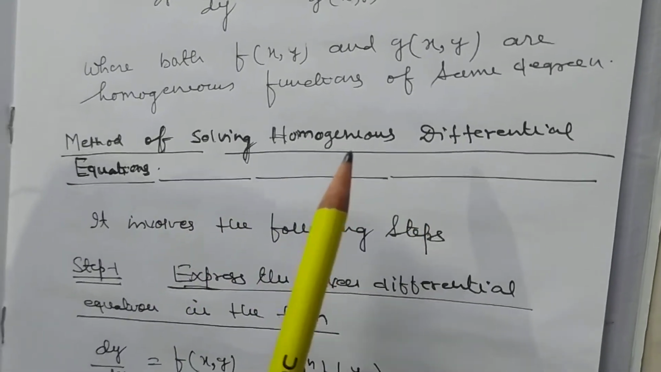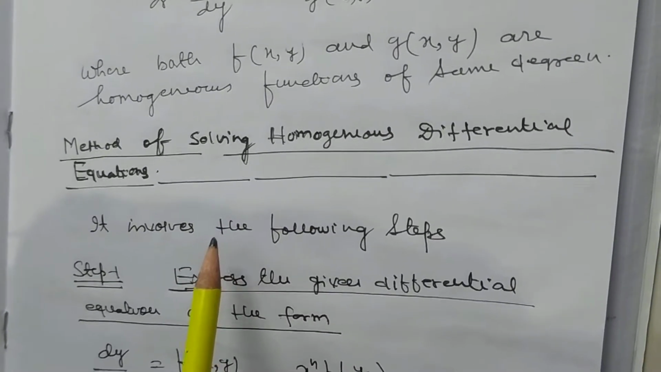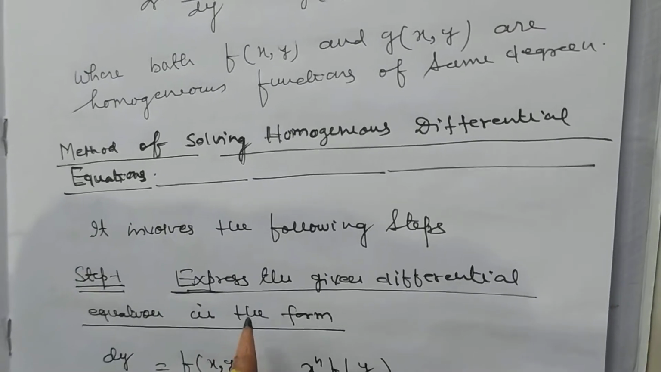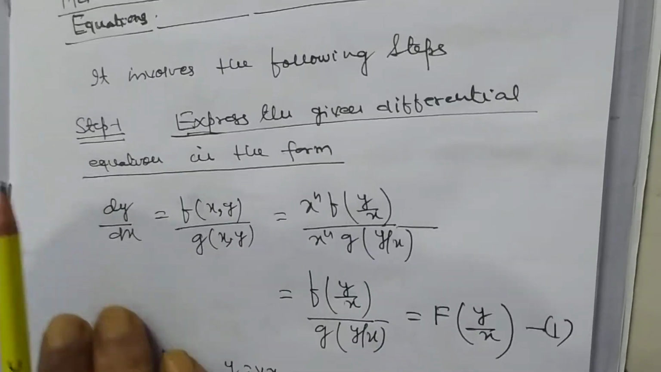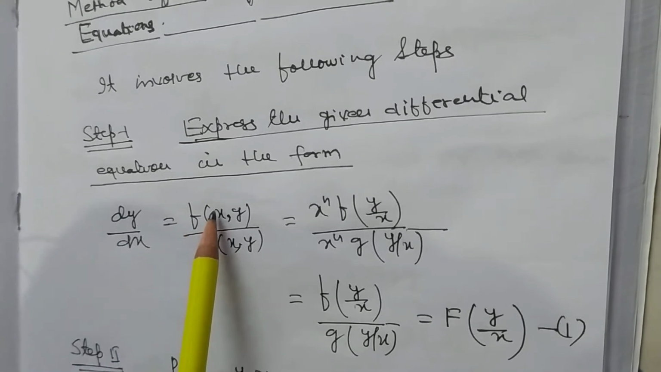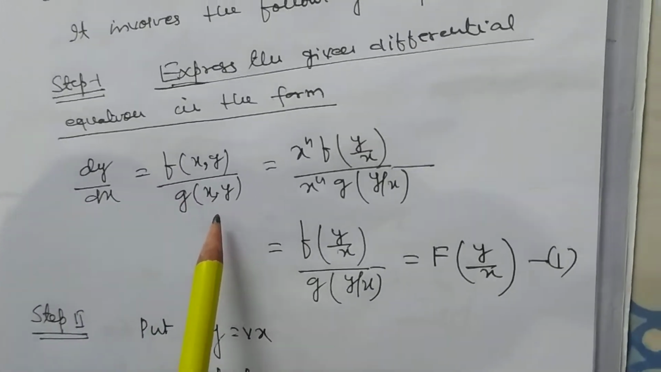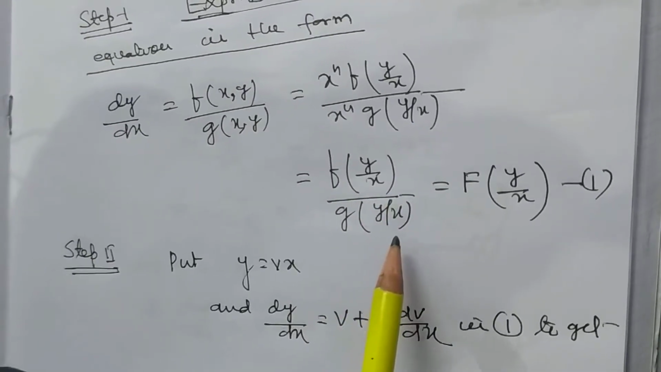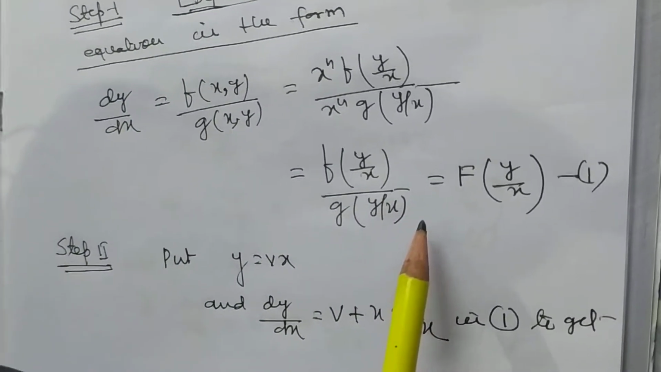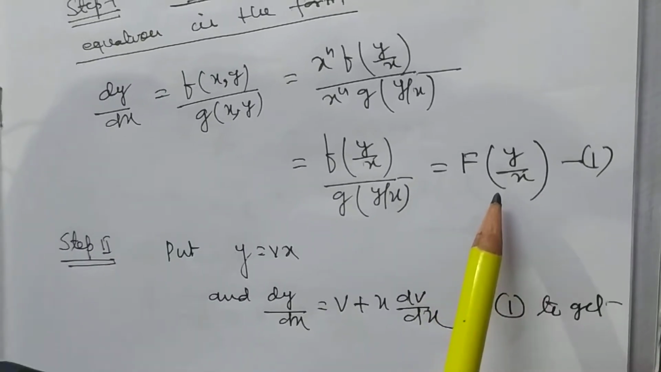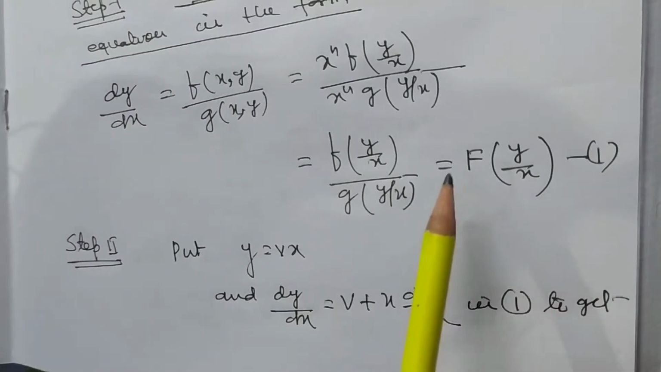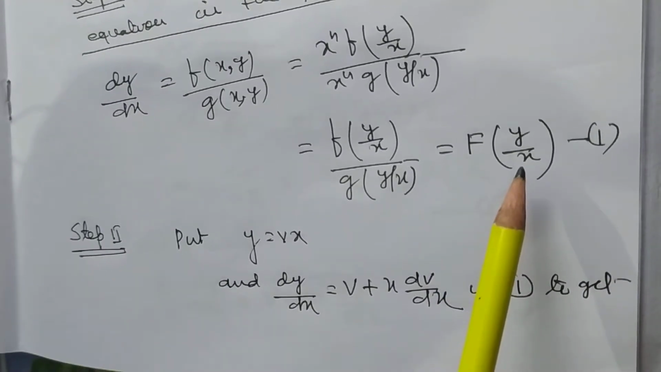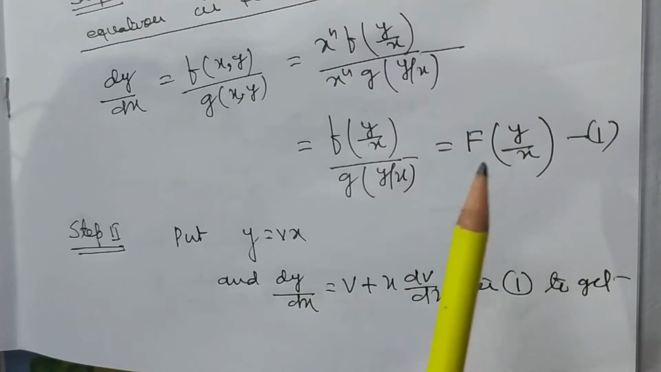Method of solving a homogeneous differential equation. It involves the following steps. First, express the given differential equation in the form dy/dx = f(x,y)/g(x,y), and we convert it into the form f(y/x)/g(y/x). And what do you observe? We observe that this dy/dx is in the form of capital F(y/x).